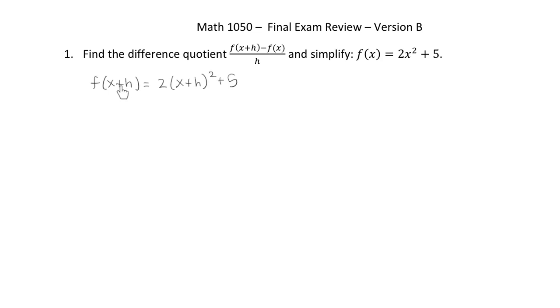When you're plugging something in to a function, that term that you're plugging in, in this case x plus h, replaces just the variable x. So x squared becomes (x plus h) squared. (X plus h) squared is x plus h multiplied by x plus h. You multiply those together, and then distribute the 2.